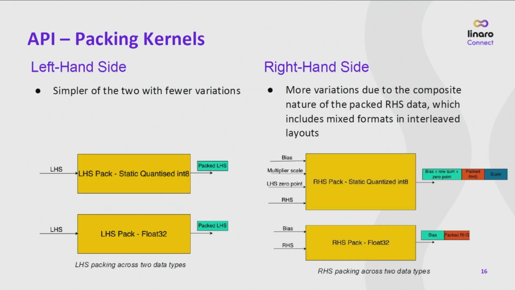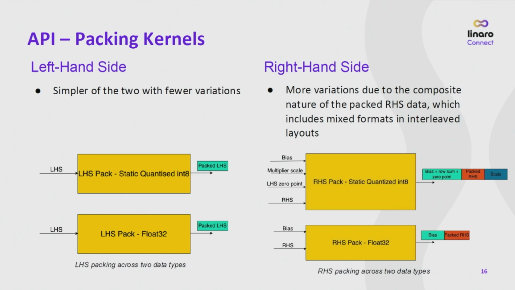And a word about the API of these packing kernels. You have 2 packing kernels, one for the left-hand side, one for the right-hand side. I really like the left-hand side ones because they're very simple. You just give the left-hand side data and you get something packed out, that's it. Whereas if you take the right-hand side, you have a lot more data to pack there. So it's not just the right-hand side data.